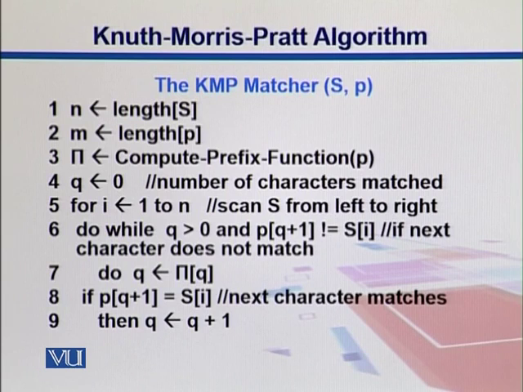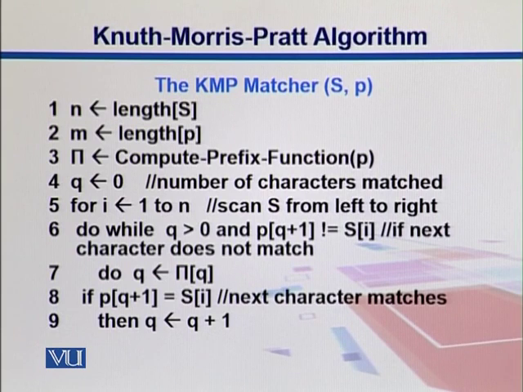We have the length of s, which is stored in variable n, and m takes the length of p. We have already computed this prefix function over the pattern, stored in pi. q here stores the number of characters matched. We have a for loop from 1 through n that scans s, your sequence or text, from left to right. We will also have a while loop, and the condition for that is that q should be greater than 0. So in case we already have a match, we will go here.